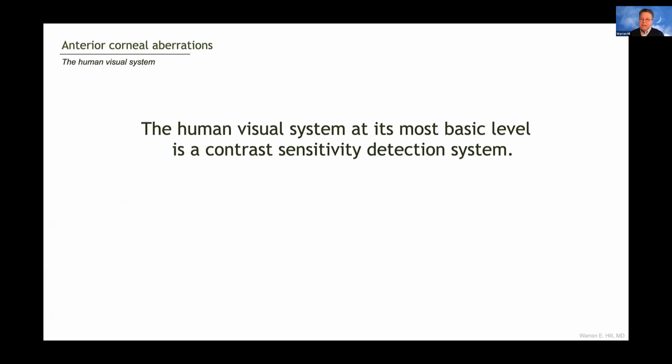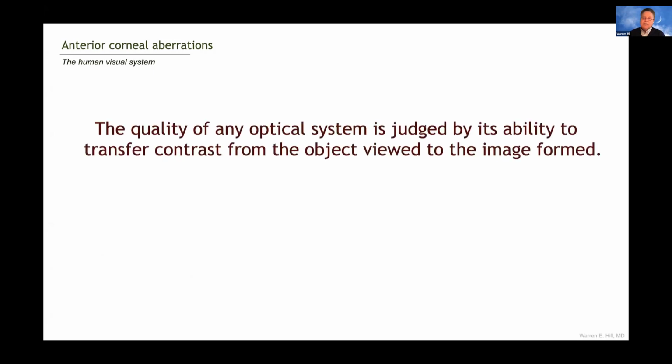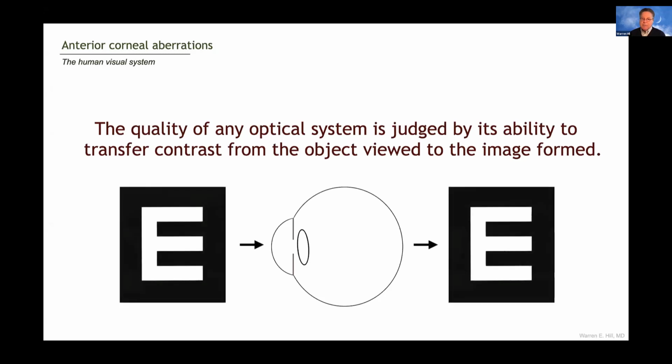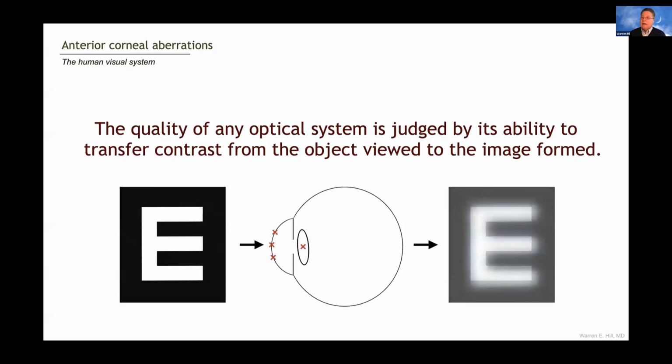As we talked about, the human visual system at its most basic level is a contrast sensitivity dissection system. We don't see with our eyes, we see with our brains. And the quality of any optical system is judged by its ability to transfer contrast from the object being viewed to the image that's formed. So here's a human eye, and if we have a perfect optical system, what's in front of the eye is projected on the retina in a nice way. But if we have aberrations of the cornea, or let's say they have a cataract developing, then we get a loss of contrast, initially, is what the patient sees. And tonight we're just going to be talking about the cornea.